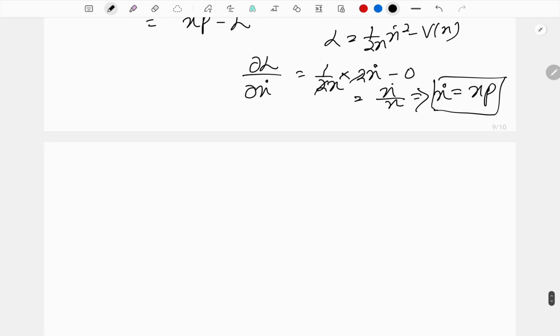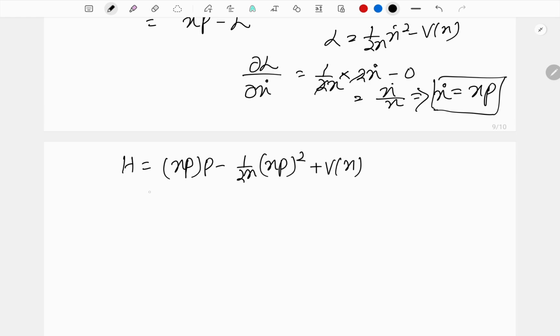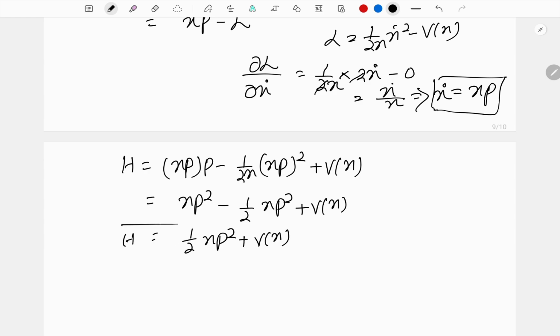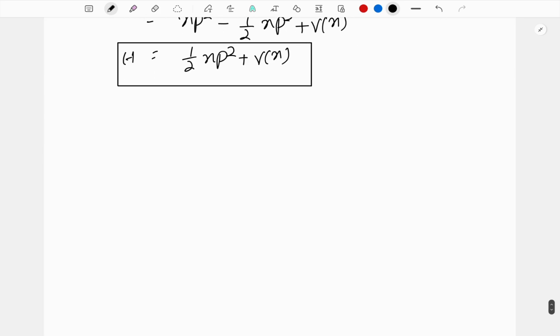So I got x dot, and now I can easily write the Hamiltonian. Hamiltonian is x dot p. So in place of x dot I can write x p, and p, minus the Lagrangian 1 by 2 x, in place of x dot, again you write x p square, plus v of x. It will become x p square minus half x p square plus v of x, and if you subtract this you will get half x p square plus v of x. So this will be your final answer. See how simple it is. You have to just find out x dot, the velocity coordinate, in terms of your x and p, and you got your answer. Let me do another question for you.